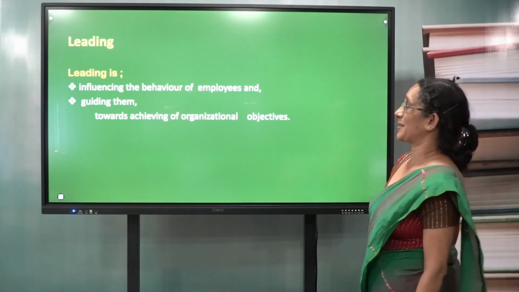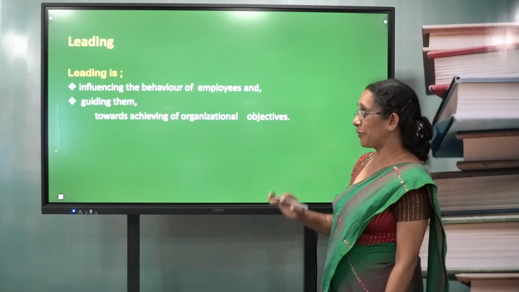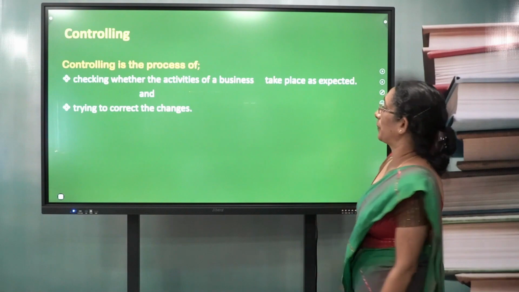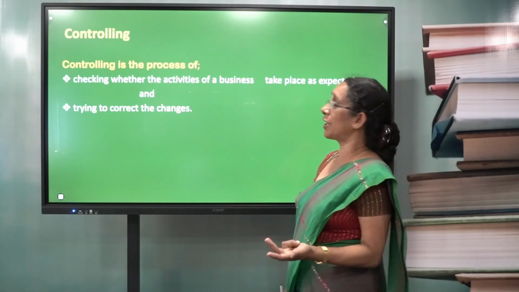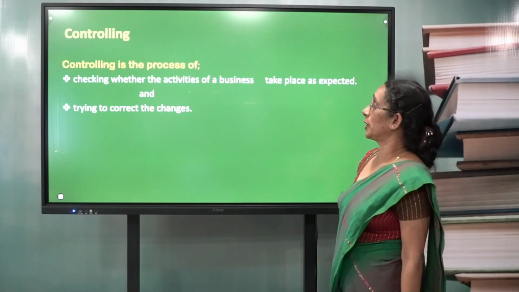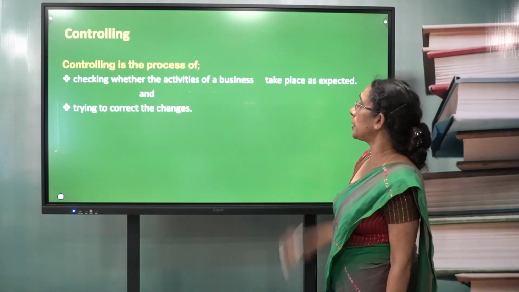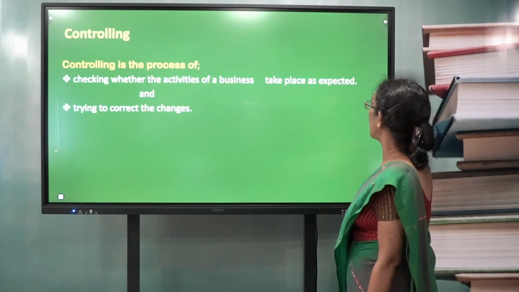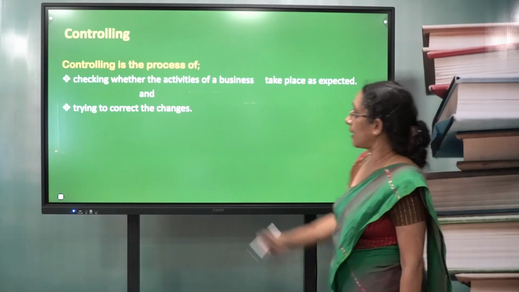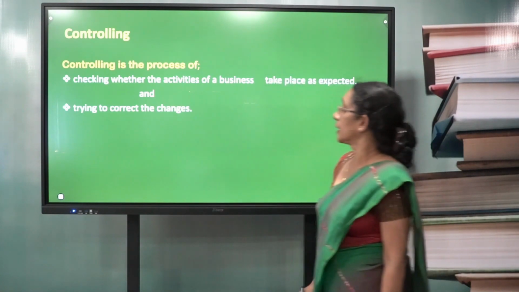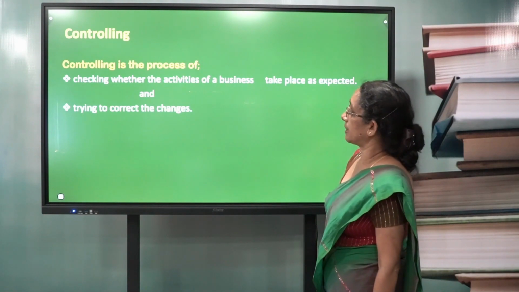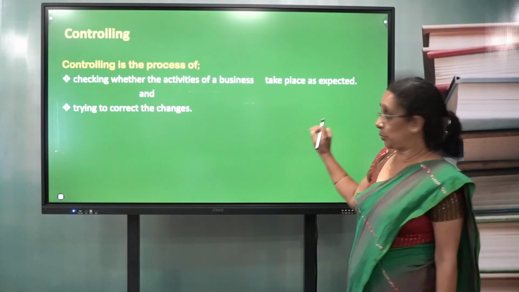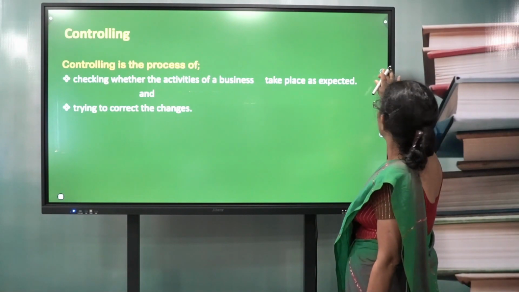Hello children, before doing that activity, we will go to the other function, that is control. The functions are planning, organizing, leading and control. Then what is control? Controlling is the process of checking whether the activities of business take place as expected and trying to correct the changes. Now, we can do the activity I told you.